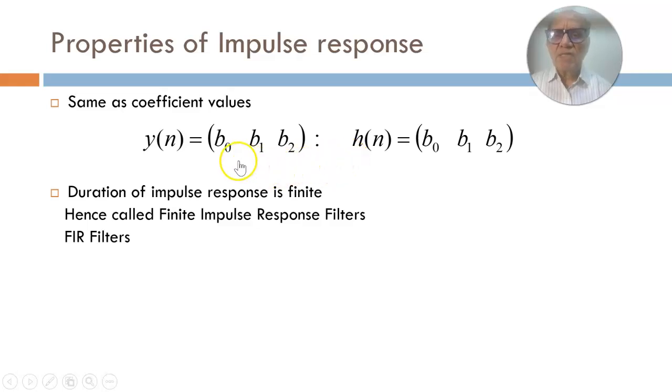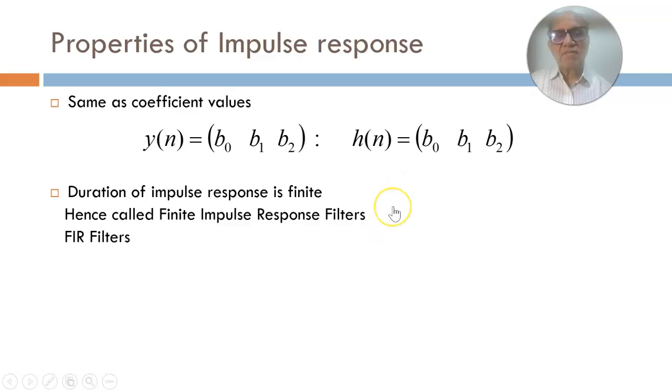But what is the significance of the fact that the impulse response corresponds to the sequence of coefficients themselves? The point is that the impulse response forms a Fourier pair with the transfer function. And usually the filter specifications are given in terms of the transfer function. So if the filter specs are given in terms of the transfer function, we take the Fourier inverse and obtain h[n]. When we obtain h[n], we automatically obtain b0, b1 and b2. That is the significance of this particular property.